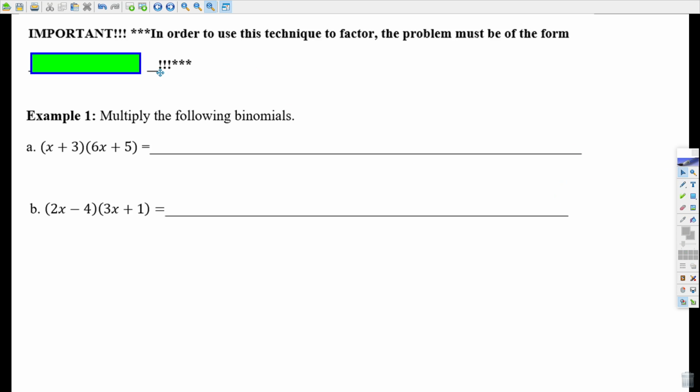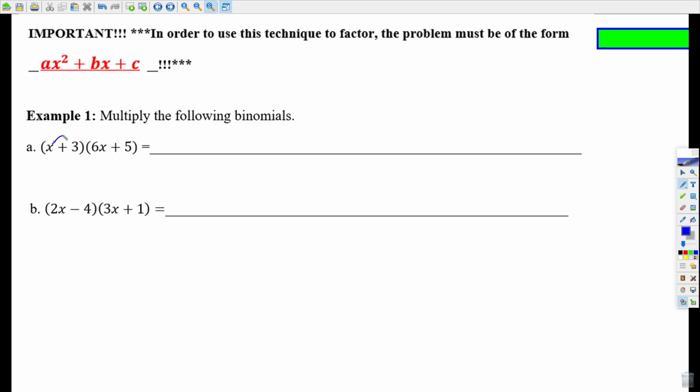So don't forget, when we do these problems, in order to use this technique to factor, it has to look like this: ax squared plus bx plus c. I will reference this when we do some of these problems here. So let's start with what we normally do, multiplying these together and seeing what it looks like, and then we'll learn how to go backwards.